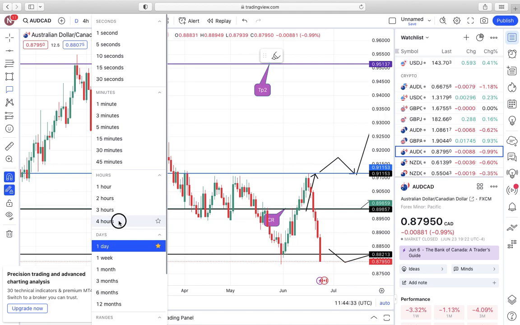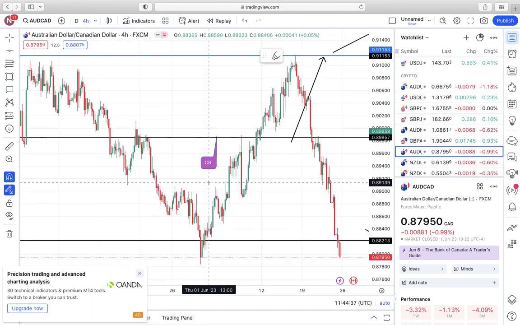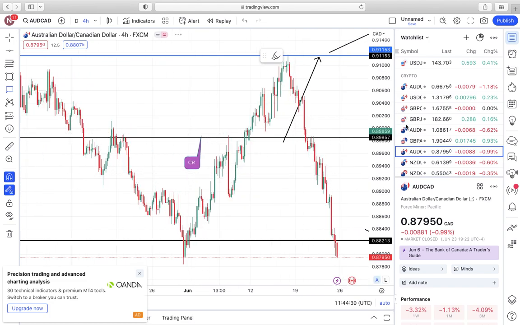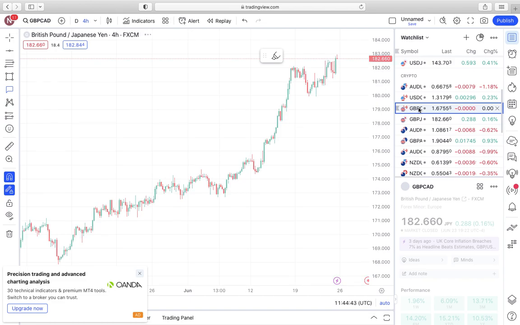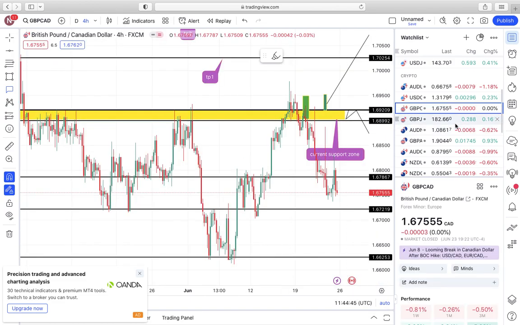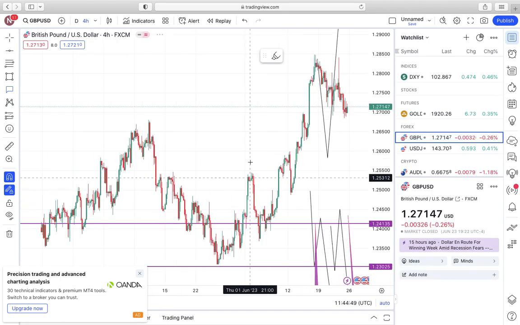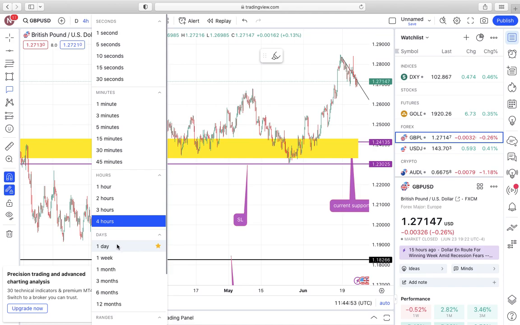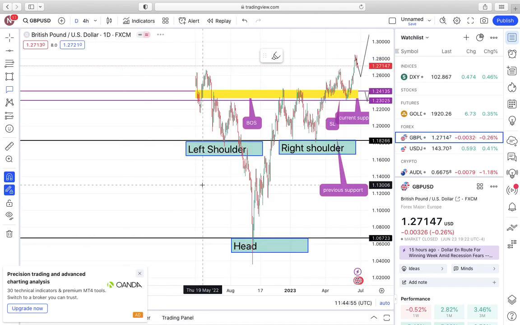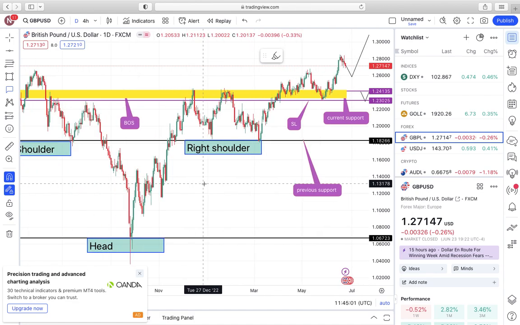Guys, let us check Audi card. I don't know whether there's a pair which has formed. GBP USD. Let us check at GBP USD. Yes, let us look at GBP USD on 1 day time frame.